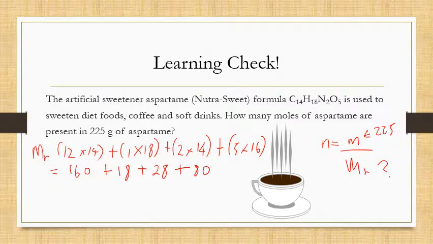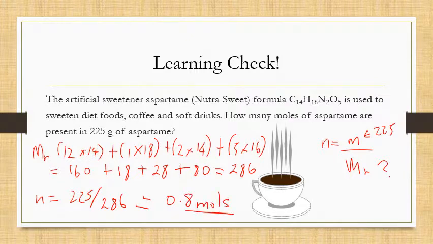There we go. Which equals, okay, so here we go. 168 plus 18 plus 28 plus 80 equals 294. Okay, and the number of moles therefore will equal the mass, 225, divided by the molar mass, which equals 0.8 moles. And that is the answer. So hopefully you got the correct answer for that question.